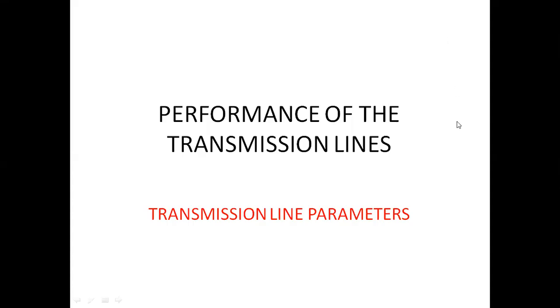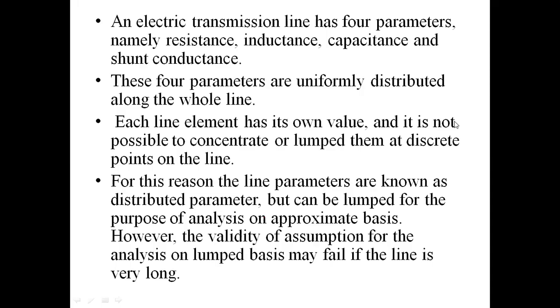So now we are going to discuss the performance of the transmission lines. In this topic, today we are going to discuss the transmission line parameters. An electric transmission line has four parameters, namely resistance, inductance, capacitance, and shunt conductance.